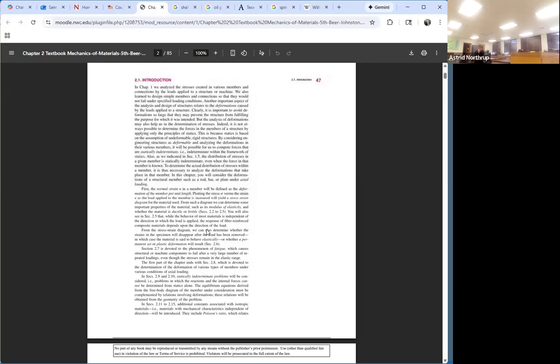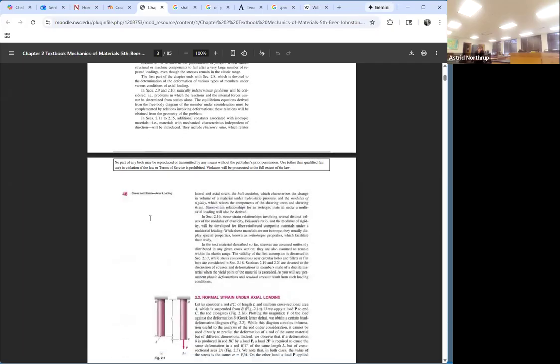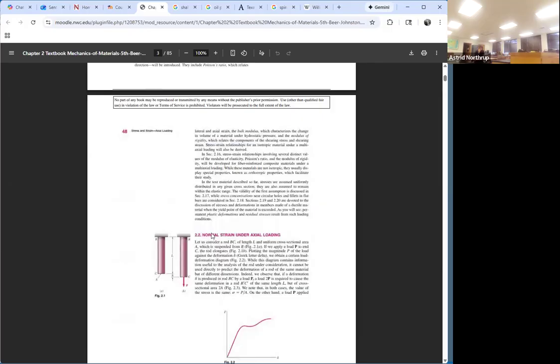That's strain? That's strain. So like 100% strain would be like it's doubled in size. Exactly, that's exactly right. It probably snapped in half by then, but that's right. Yeah. That's exactly right.